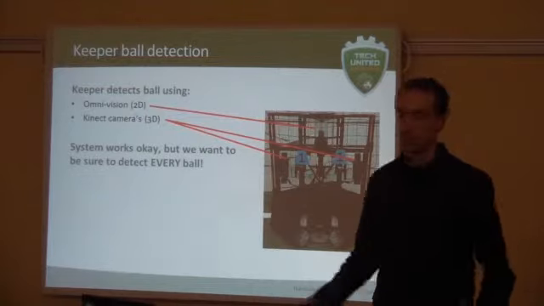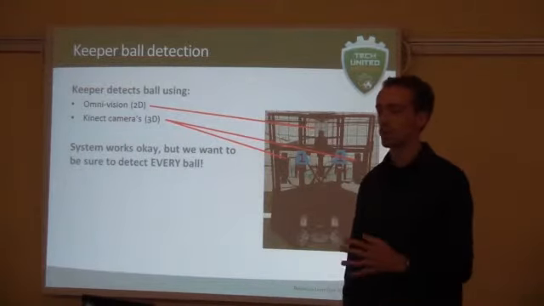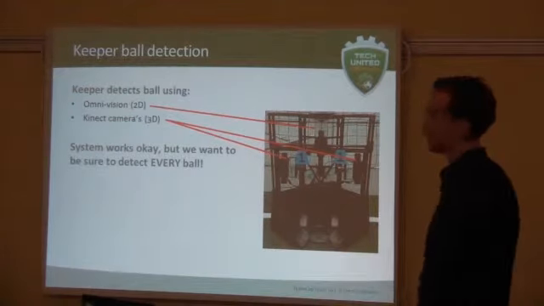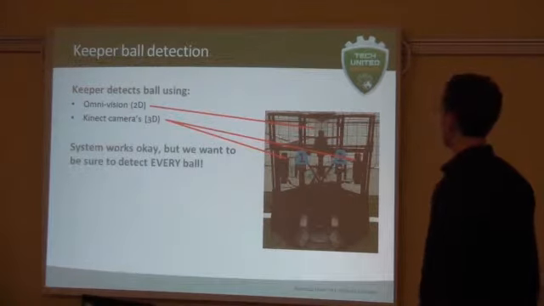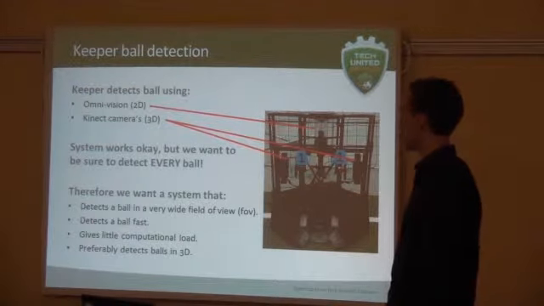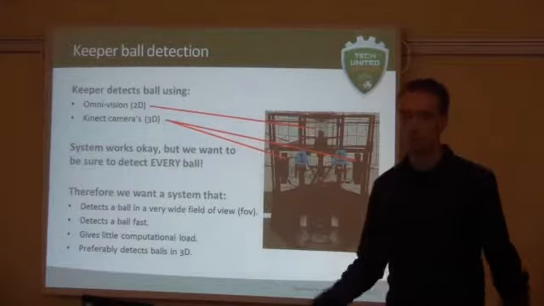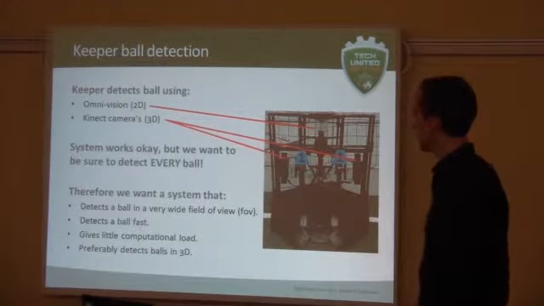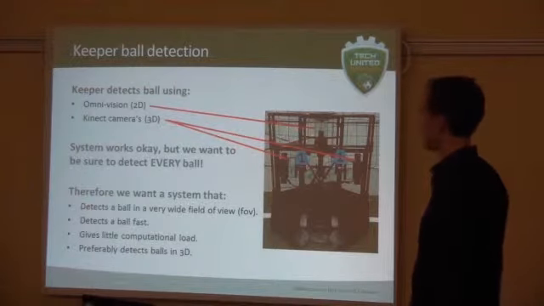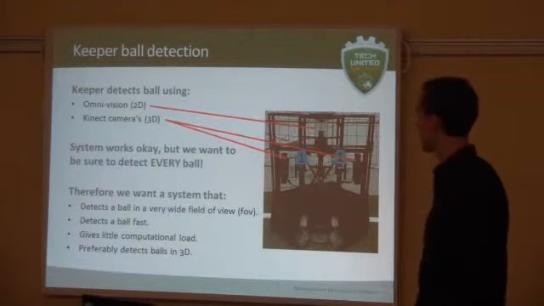But, of course, as the goalie, you want to be sure that it catches every ball, also from very skew angles or very fast balls. You want to make sure that we at least have some information about the balls coming in and do not miss any of them. So we want another system added to that, which detects the ball in a very wide field of view. Furthermore, it should be able to detect the ball fast, because some balls are coming in very fast, especially if you play against China.